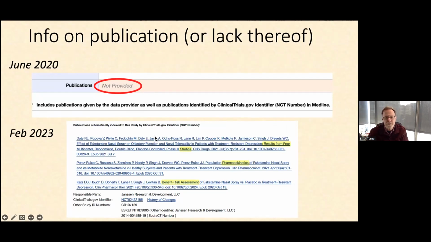But are they really? There's publishing and there's publishing. So it turns out that this was published, but it wasn't published as a standalone negative study.